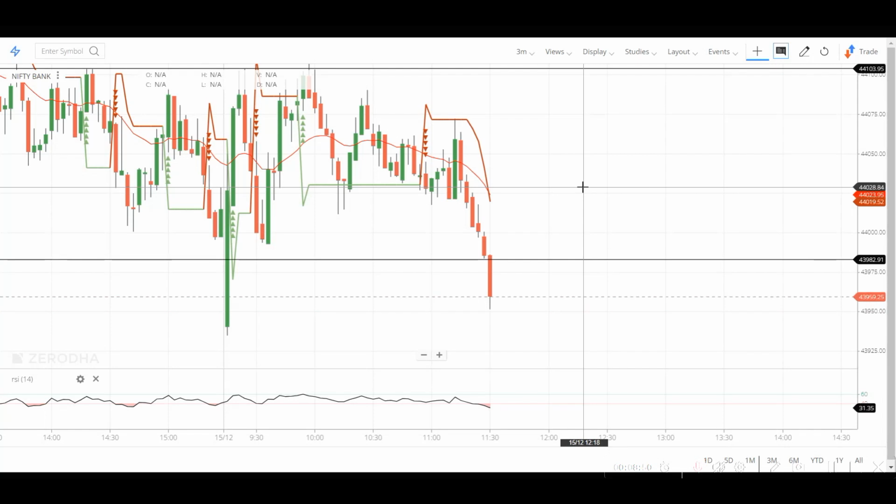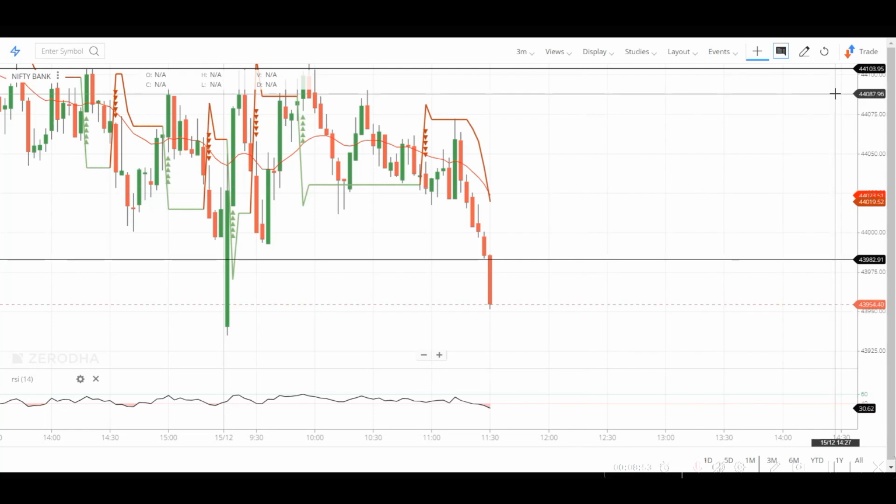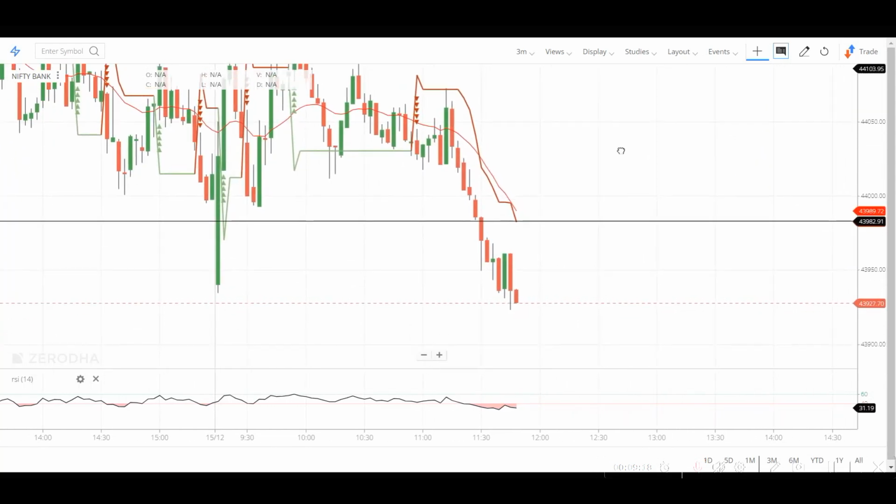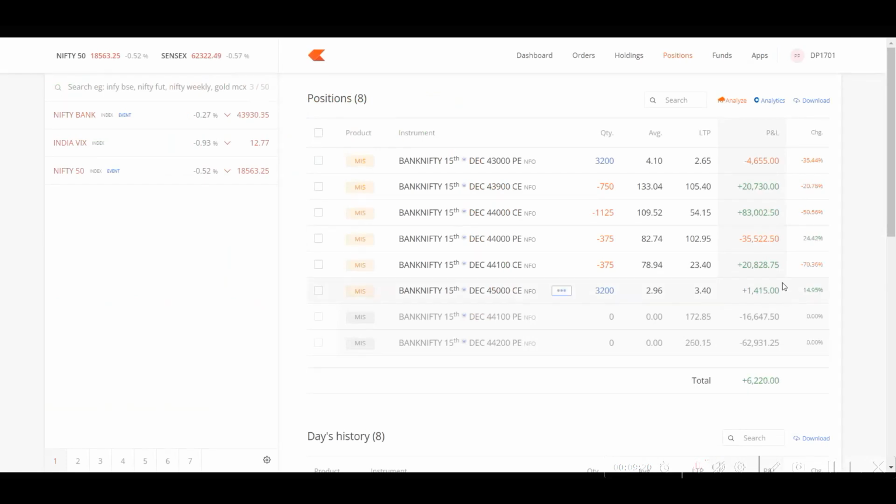Okay, so if it sustains below this support line which I have marked, then I will remove my put positions completely. Now as of now we can see it has just come down, and what I will do is trail with the super trend. I'm not going to mark any levels with the price. I'm going to trail simply with this super trend indicator 10,2. Whenever the price goes above the super trend, I will try to add the put option again. That is nothing but I will try to adjust my position.